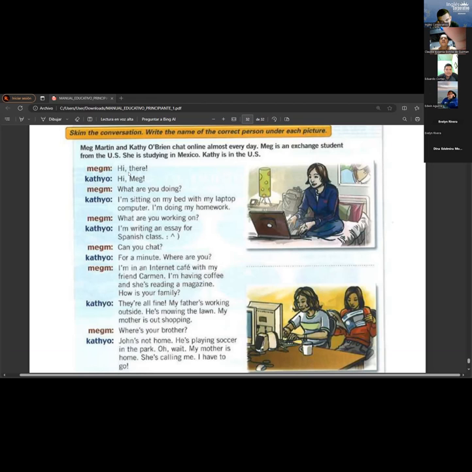I'm in an internet cafe with my friend Carmen. I'm having a coffee and she's reading a magazine. How is your family? They are all fine. My father's working outside. Mowing. My mother is shopping. Where's your brother? Not home. He's playing soccer in the park. Oh, wait. My mother is at home. Calling me. I have to go.